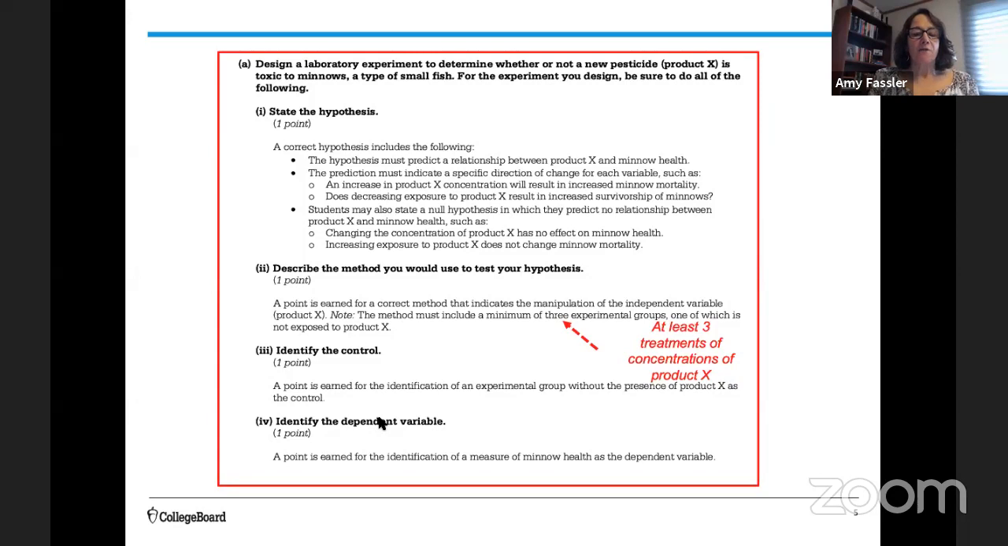If you go back and watch the earlier video on toxicity, we go through a lot of review of this as well. For the next point, you had to identify the control. Remember, the control in your experiment does not get any exposure to whatever that independent variable is. So my exposure in raising the minnows might have simply been the normal pond water that those minnows lived in, with no product X at all. And finally, identifying the dependent variable. If I change or control the concentration, what will change as a result of that? You probably said something about minnow health. You may have said how many minnows die, or some way to assess the health of the minnow.